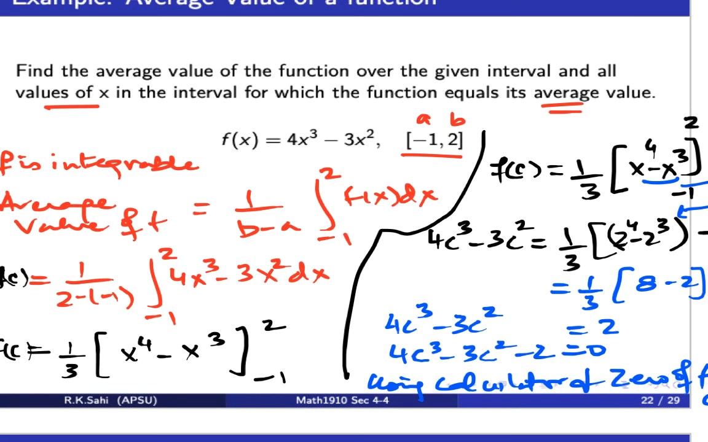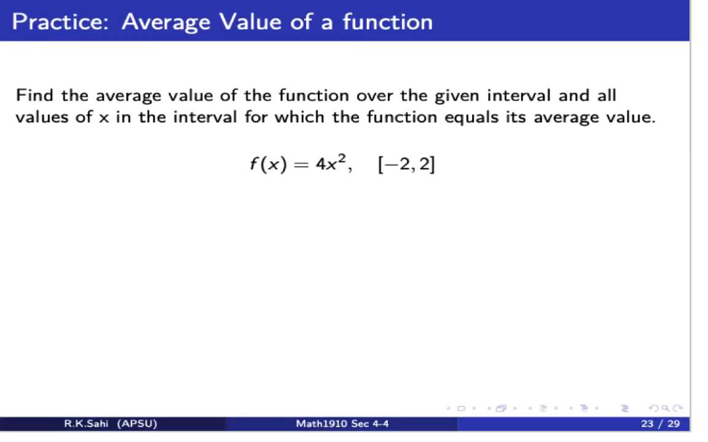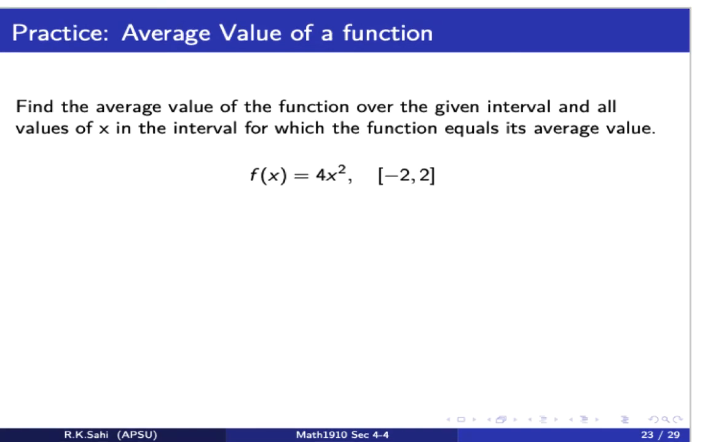So just basically you have to apply the formula, and then you just do integrals and the first fundamental theorem of calculus. Okay, so this, guys, is a practice for you. Make sure you practice this. Apply the average value of a function formula.